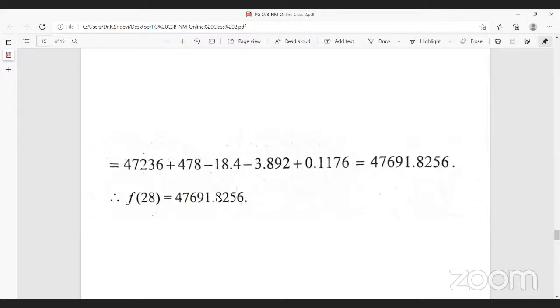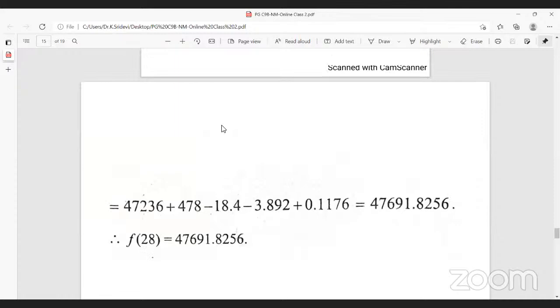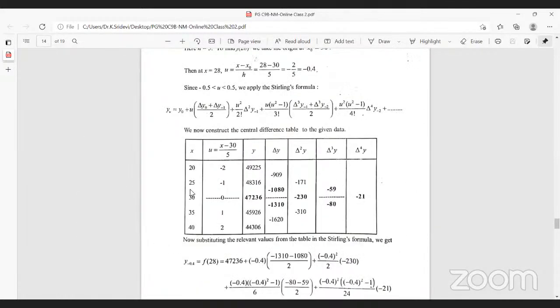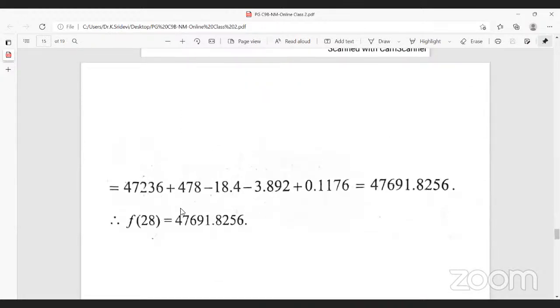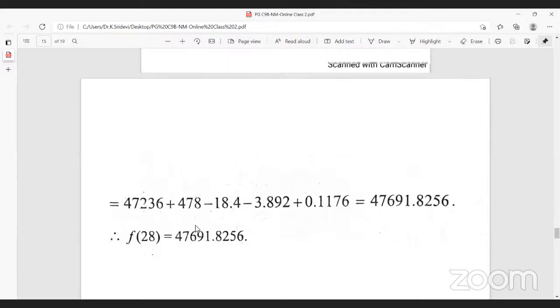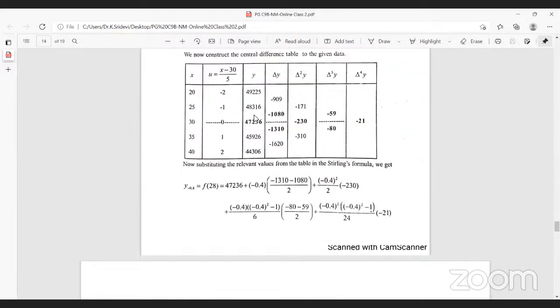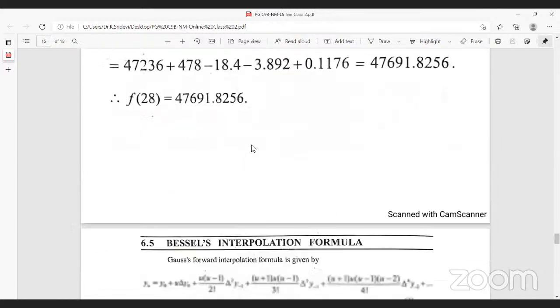F of 28 is this one, 47,691. Where is 28? 28 lies between 25 and 30. So definitely the functional value lies between this value and this value, 47 and 48. What is this value? 47,000 for this one, 691. So this value lies between like this. Okay. So definitely this value is the accurate value.